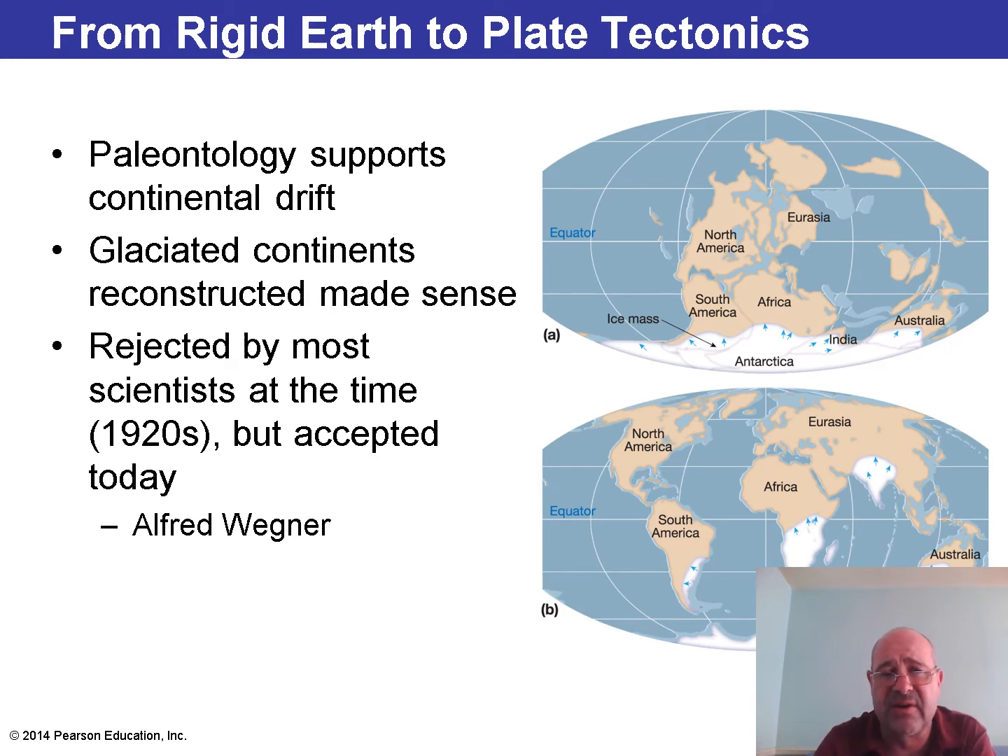Glaciation and continents reconstructed made sense. They kind of bound everything together. We go, okay, well, we've got a gap here, and Antarctica kind of fits in that gap. Again, it was rejected by most scientists at the time, and this was in the 1920s. So we're talking 100 years ago, folks. We're not talking about the Greeks or the Egyptians, thousands of years ago. It's only been 100 years.